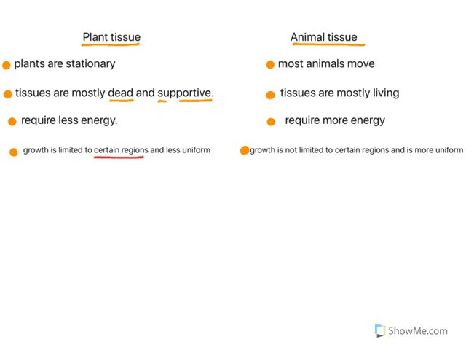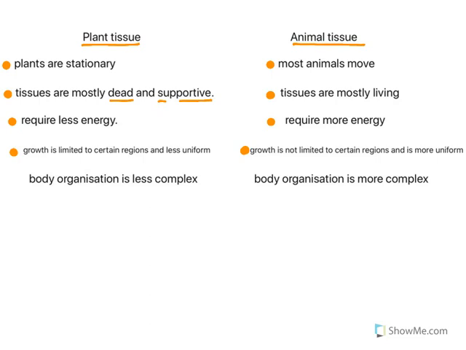It is because the growth in plants is due to a tissue called the meristematic tissue, and this meristematic tissue is present only in certain regions. So in plants, growth takes place only in certain regions. Growth is said to be localized. But in animals, the growth is throughout the body. The growth is uniform. All the parts of the body grow at the same rate.